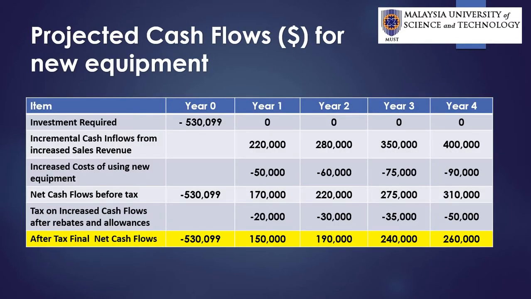They say to us that the investment that is required in the new assets is 530,099. Year zero means now, upfront, or at the start of an investment period. And then they have put down the cash flows that will occur during the first year, the second year, the third year, and the fourth year.